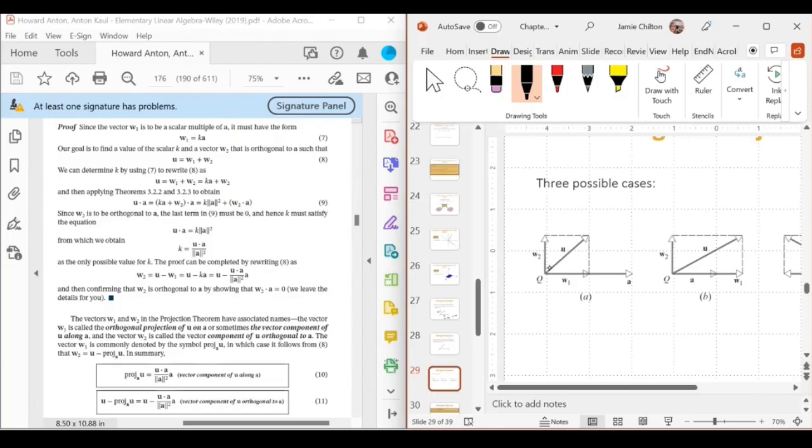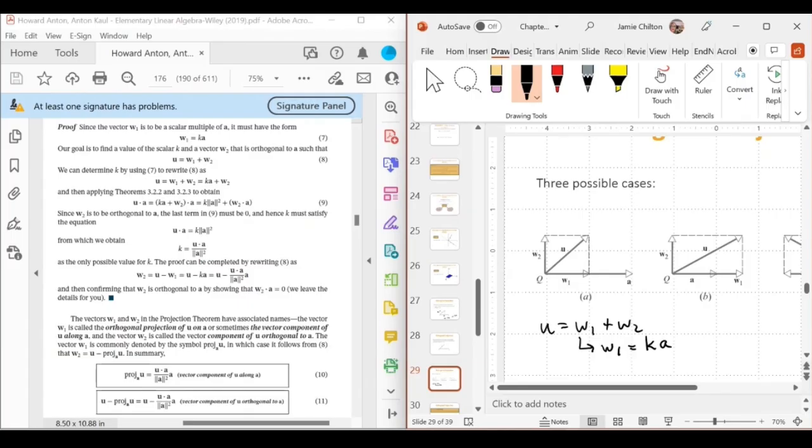Okay, so if we have this vector U, we're simply going to go from the tip of U and drop it all the way down to some point along A. And that's going to give us our W1. And then our W2, or the other vector that U can be decomposed into, is going to be orthogonal to A. So here, keep in mind that U is going to equal W1 plus W2. And then keep in mind that W1 is going to be some sort of scalar multiple of A. Does that make sense? Okay.